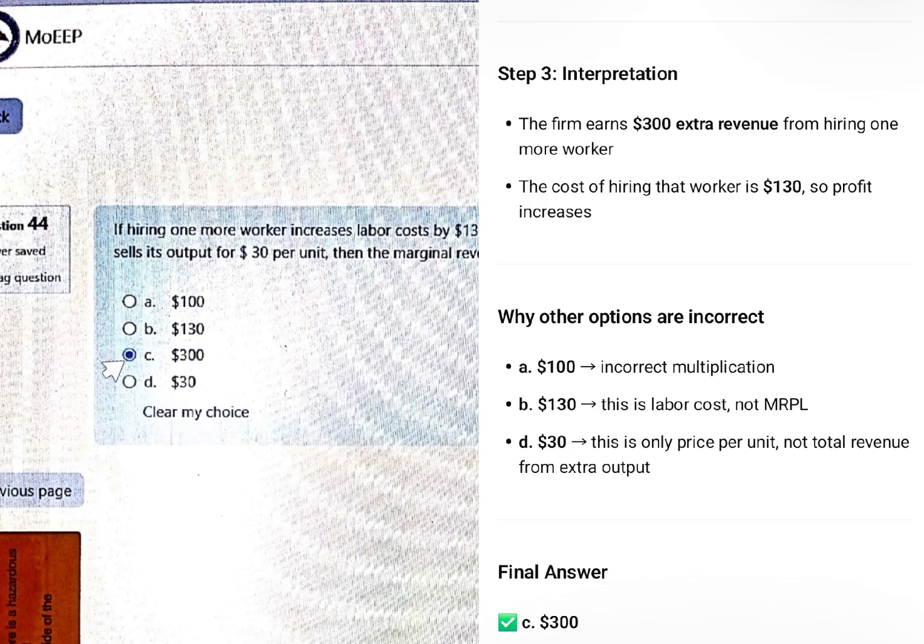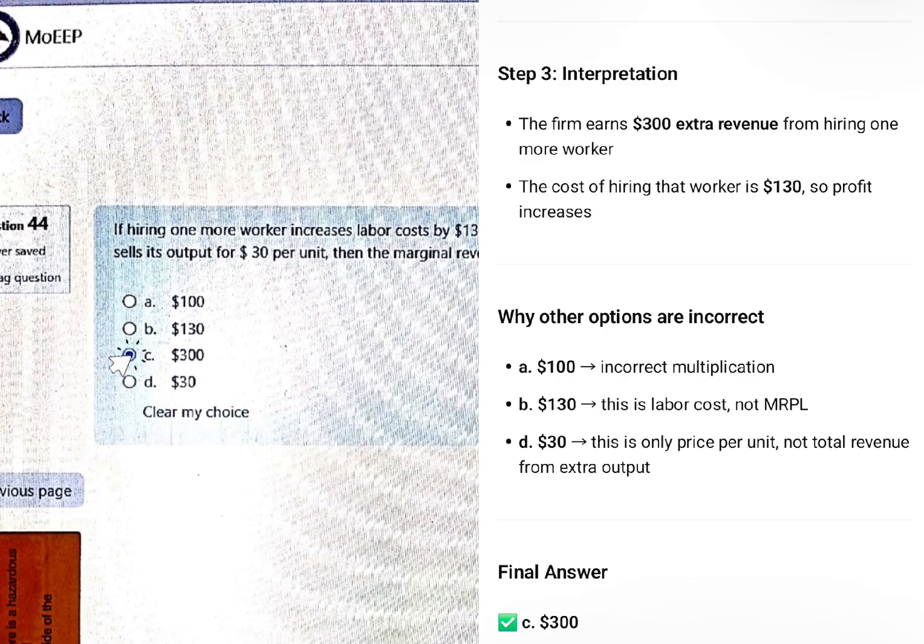Why other options are incorrect? A. $100. This is incorrect multiplication. B. Also $130. This is labor cost, not marginal revenue product of labor. D. Also $30. This is only price per unit, not total revenue from extra output. So the final answer is C.